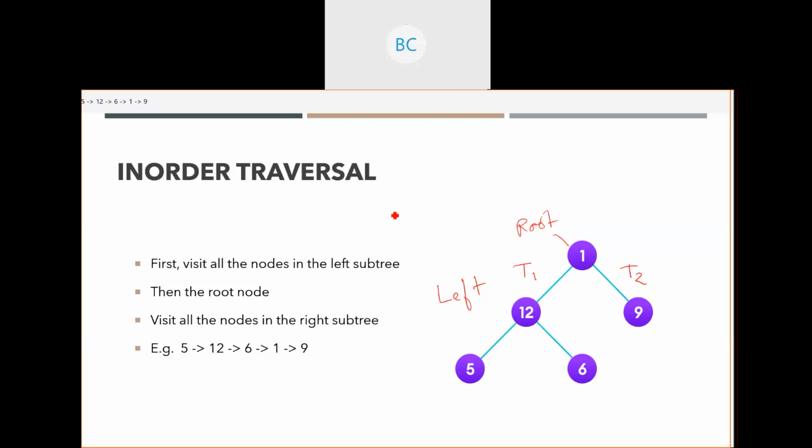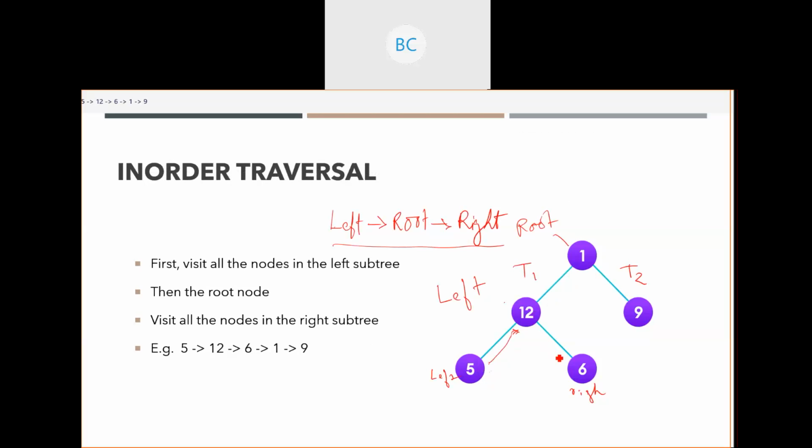Okay. In this case, just remember we have to follow left, root, and right. This is the main order we have to follow for in-order. So in this case we have two subtrees T1 and T2. So again for this node we will follow the left, root, right order. So here the first left node is your 5, then we will go to 12. After that we will visit the right one.